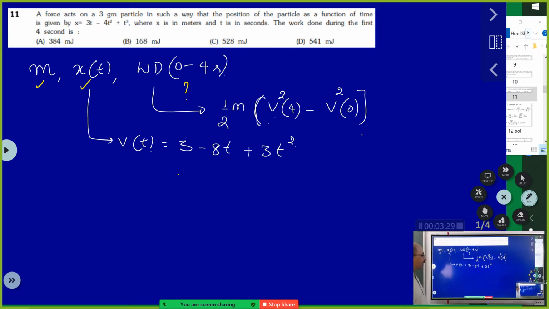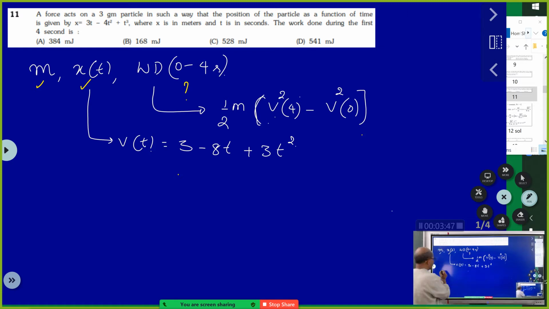I think we just have to find out v of 0, v of 4 and then do it. That's it. That's the problem. And substitute t is equal to 4. That's all.